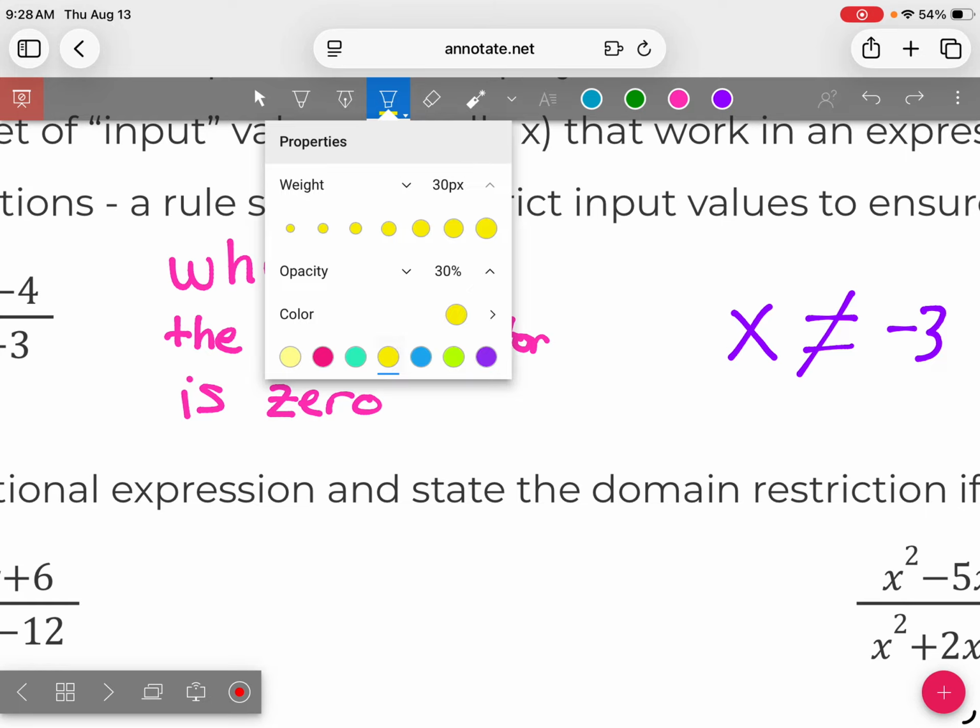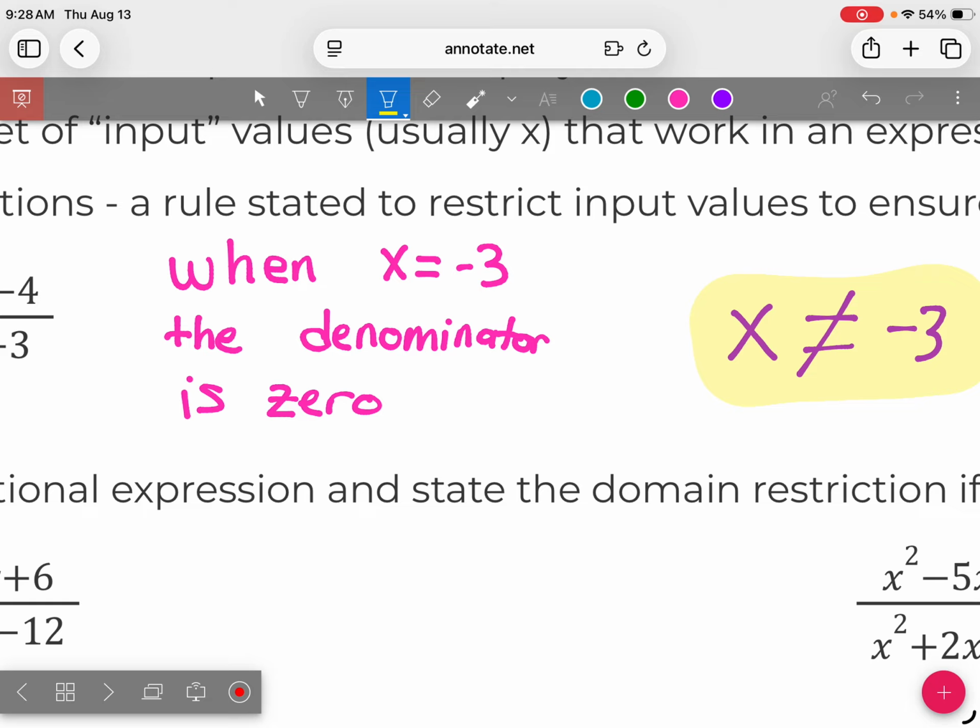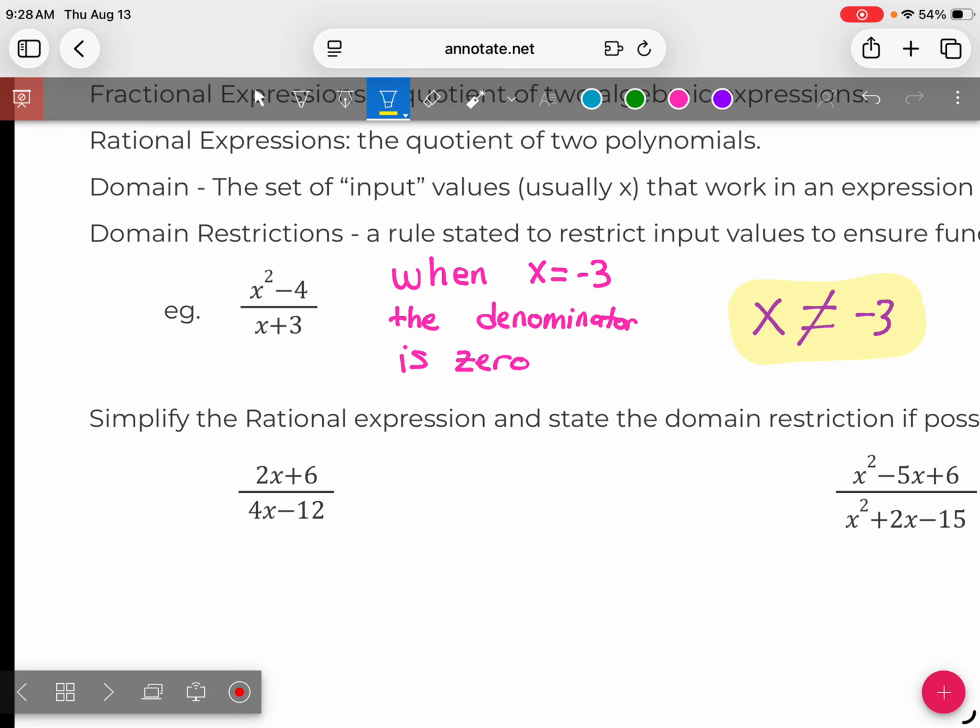I'm just going to highlight that a different color. So this is our domain restriction. What we're starting with on these is find where our denominator equals 0. It's the one thing we can't have as our answer, as our x equals, as a solution. We're going to come through and simplify these fractions, and we're going to state the domain restriction.